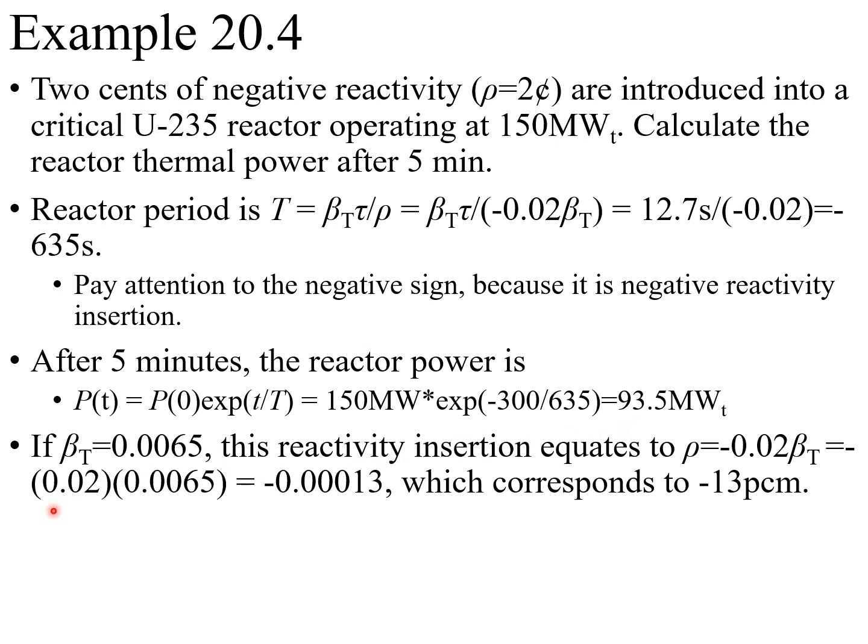We can further extend this problem. If beta is equal to 0.0065 for a typical light water reactor using uranium-235, then we can calculate the actual value of this reactivity insertion. Rho is equal to negative 0.02 beta, which is equal to this value. This corresponds to negative 13 PCM. Okay, this times 10 to the negative 5.